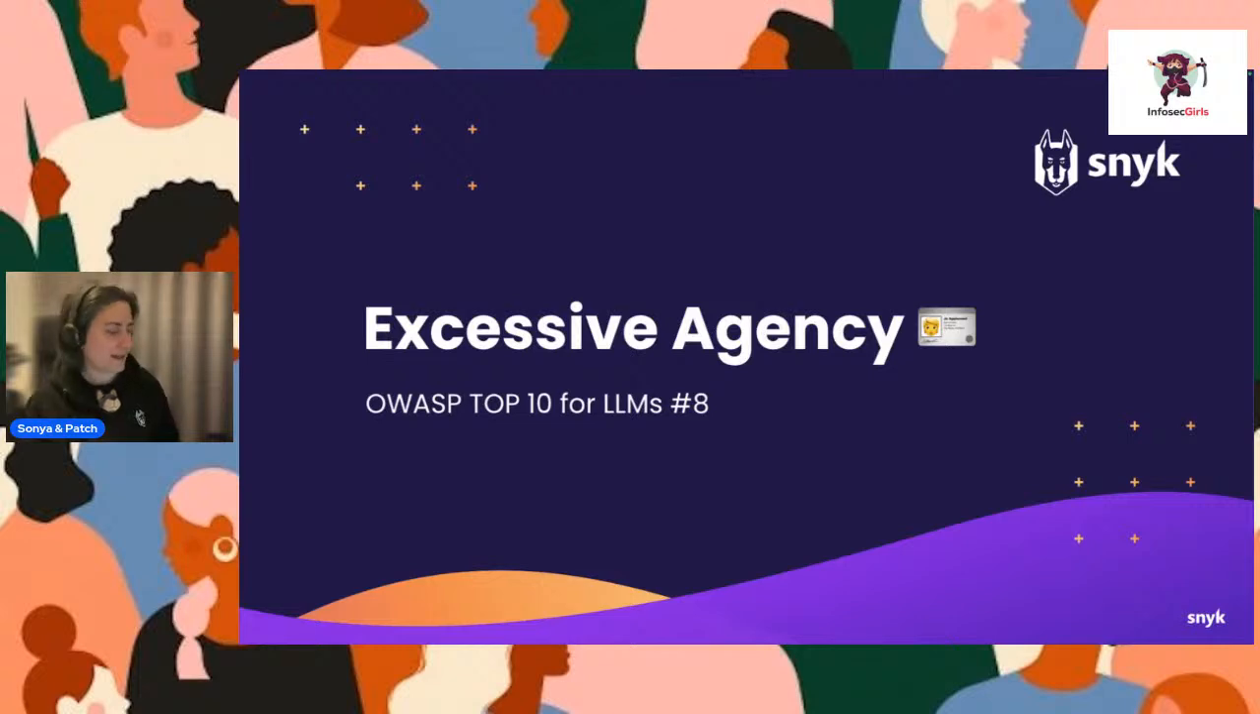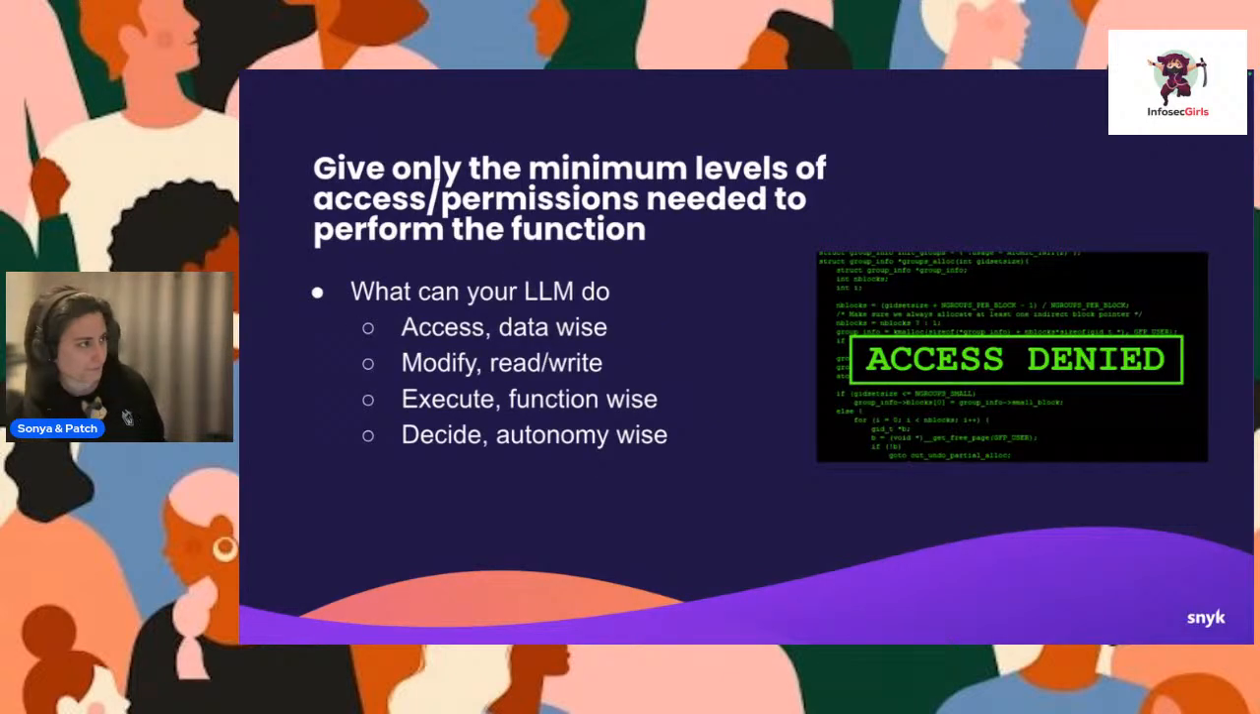Let's move on to excessive agency. So let me define what is an agent first. An agent will refer to an AI system that will use an LM as its central computational engine and will enable it to perform tasks that go beyond simple text production. So LM agents are designed to carry on conversations, to execute tasks, reason, and display a certain degree of autonomy.